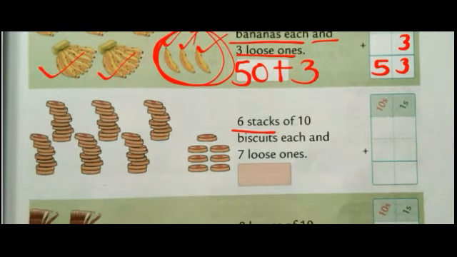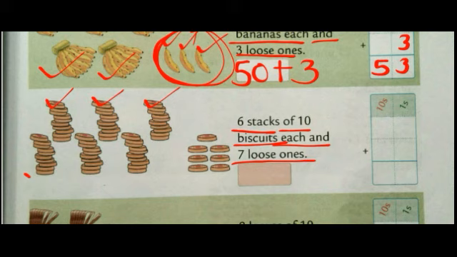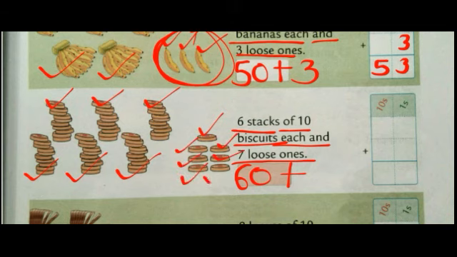6 stacks of 10 biscuits each and 7 loose ones. So 6 stacks of 10 biscuits each are kept. So that means 10, 20, 30, 40, 50, 60. So first let us write 60 here. And then how many are kept loose? 7. 1, 2, 3, 4, 5, 6, 7. So we need to add them.